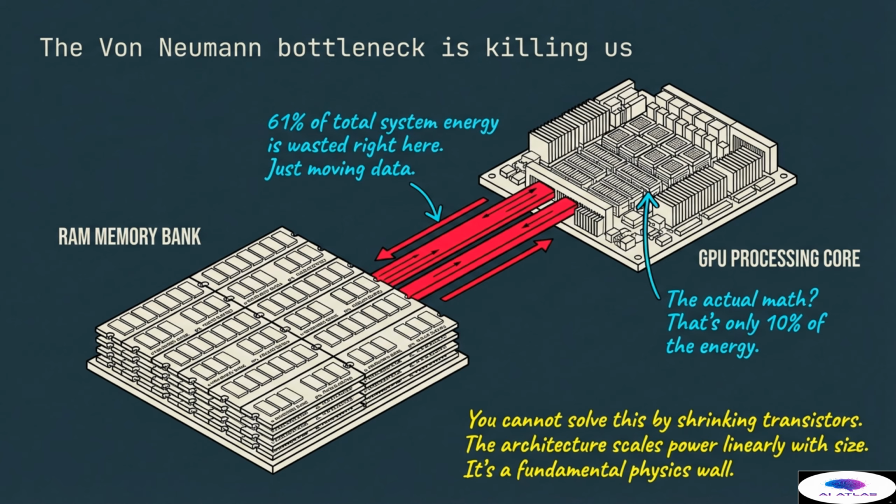To move forward, we must break this bottleneck and find a way to bring the math to the data instead of dragging the data to the math. This requires a total rethink of how we build chips. If we do not address this fundamental bottleneck, we will continue to hit a ceiling in performance and efficiency regardless of how advanced our manufacturing processes become. We are essentially fighting against the laws of thermodynamics in a losing battle.